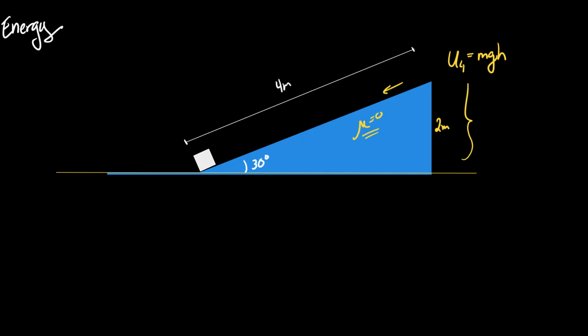If that energy can't go away, where does that energy go? Kinetic energy. At the bottom, it's going to have kinetic energy. So this is a one-step problem. We set the energy at one state equal to the energy at another state.